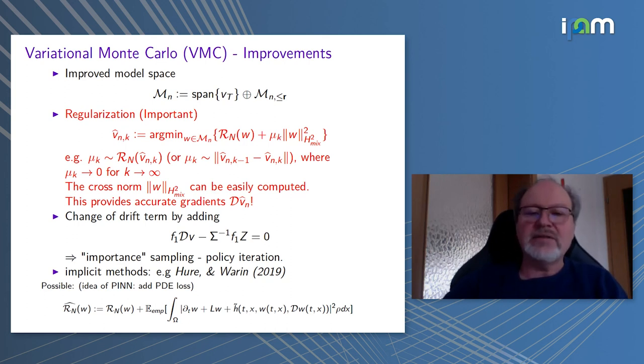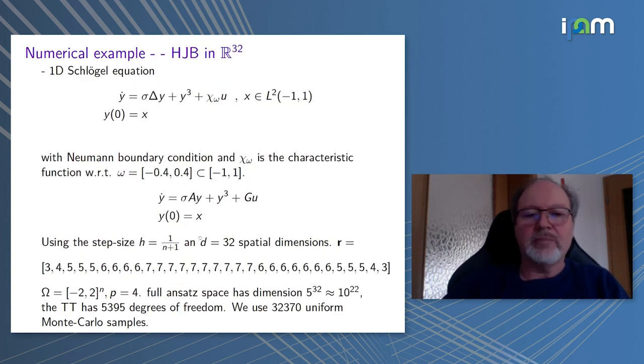So that means that we really compute an approximation in our model space which is sufficiently smooth. So the computation of the gradient should be quite correct. And this is an important step. Without this procedure, it doesn't work. There are additional improvements I do not want to talk about.